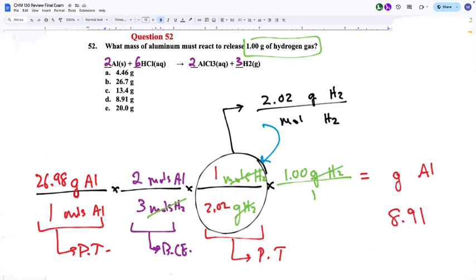For instance, Avogadro's number was technically given to you on the exam. Okay. You need to have that memorized. I told you to memorize it. Milli, kilo, centi, you need to have memorized. You are expected to know those. That shouldn't come as a surprise because you should have already been using those.